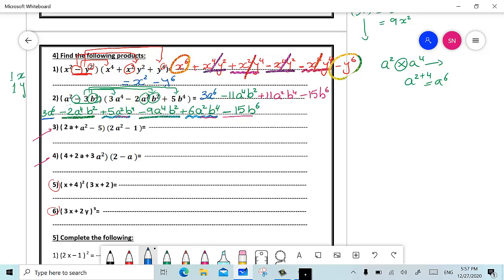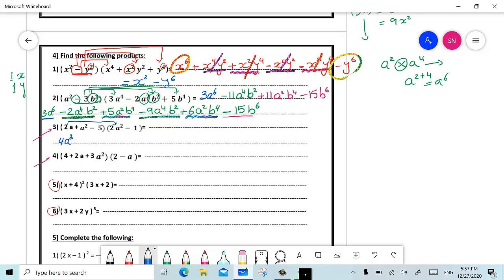I have here a trinomial 2a plus a squared minus 5 multiplied by a binomial 2a squared minus 1. So again, we are going to take each term and multiply it. So 2a times 2a squared is equal to 4a to the power of 3.